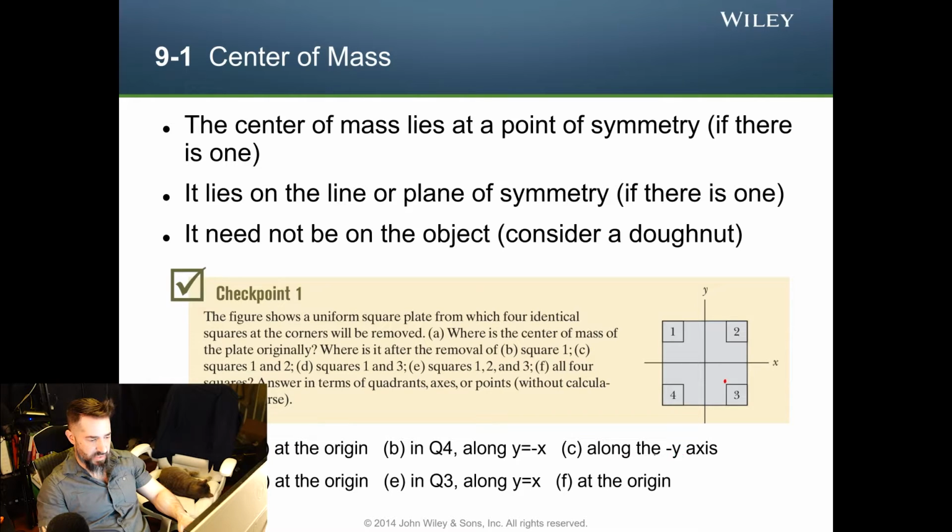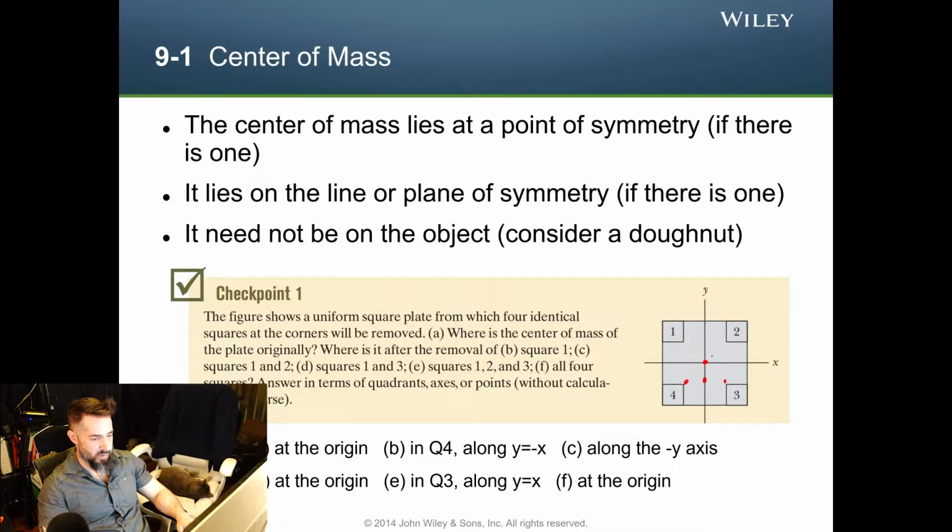So for C, along the negative y-axis, it's saying squares 1 and 2. So yes, if you remove squares 1 and 2, then it must shift downward. The center of mass must move this way. D, squares 1 and 3. So again, you've made a new point of symmetry, so then it must be at the center again. E is squares 1, 2, and 3. So then it must shift over here.